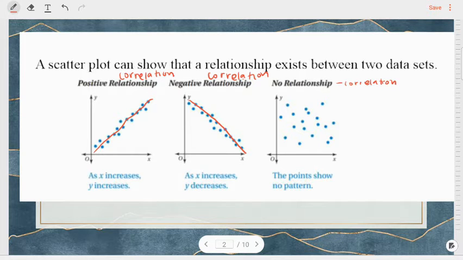Now, when I say two data sets, what are we even talking about? An example might be if I'm interested in comparing student time studying and then students' grades.